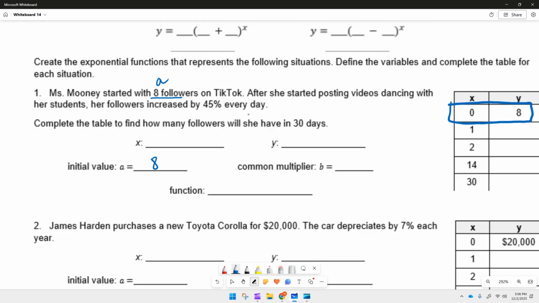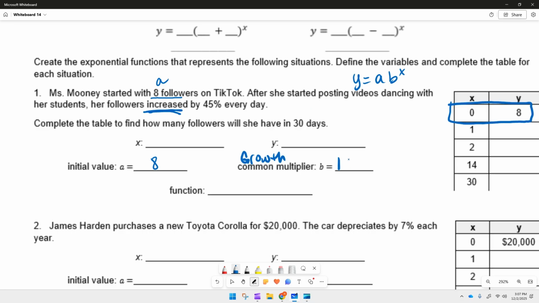Okay, that's going back and thinking about our y equals a times b to the power of x. All right, so we have our a value factored. Now we're going to talk about our rest of the problem. It says she starts posting videos dancing with her students. Her followers are increasing, so that means we have growth. Okay, we are growing. So in order for me to calculate, we're not multiplying by 45%.